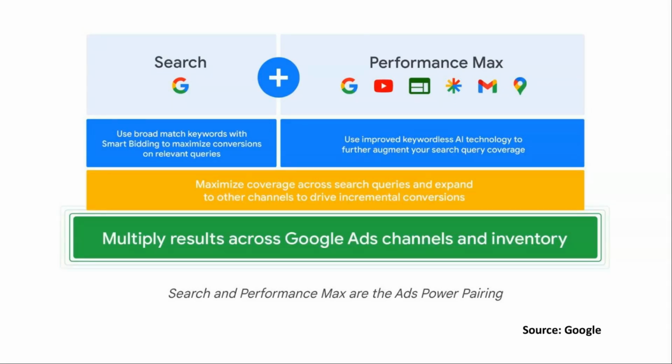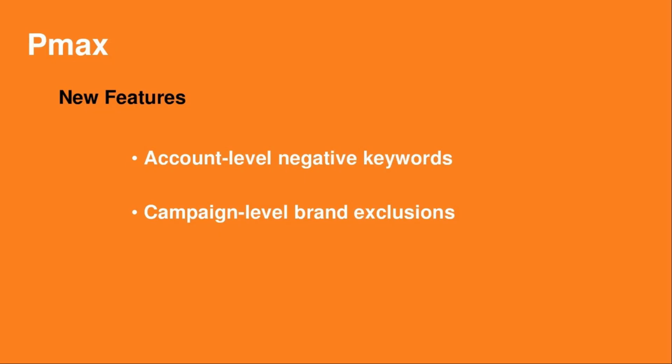In this concept of the power pairing, you can use search and you can use PMax to really maximize the coverage of how you're running ads within Google. And this can result in some pretty good benefits and pretty good conversions.